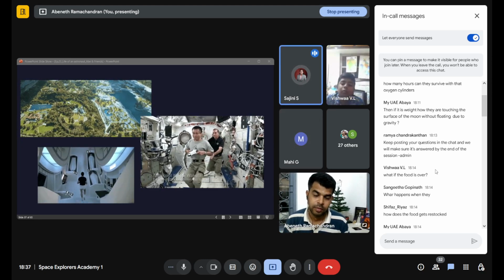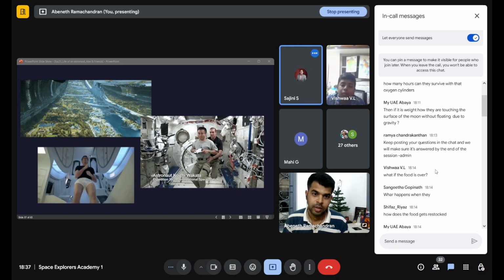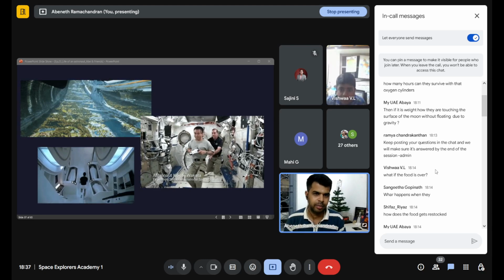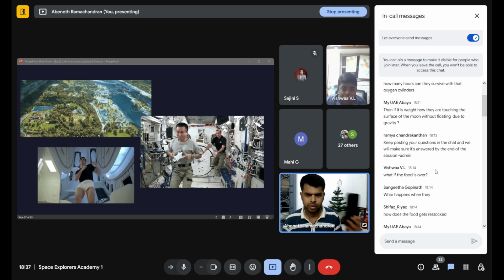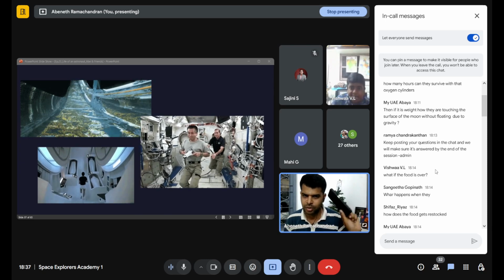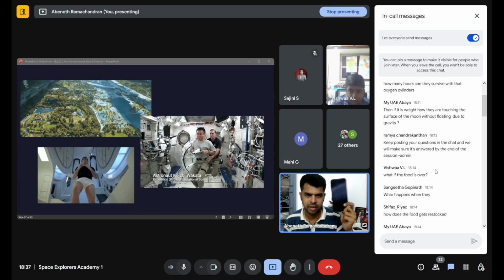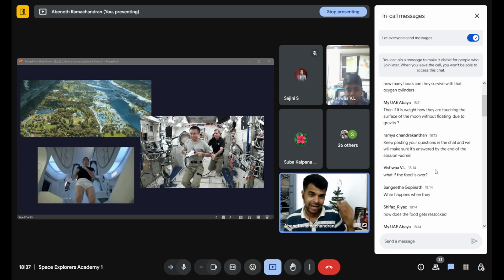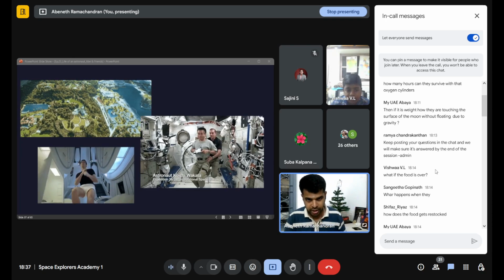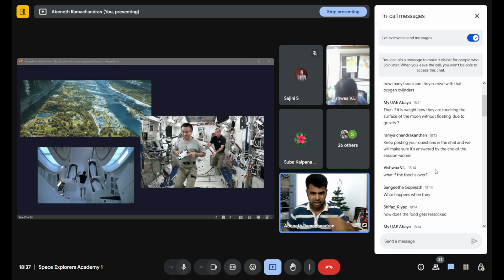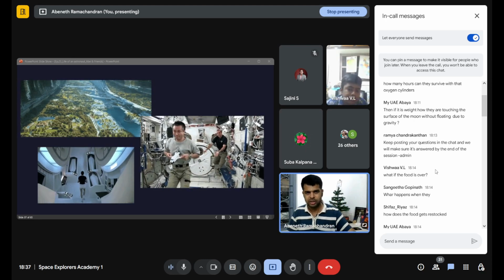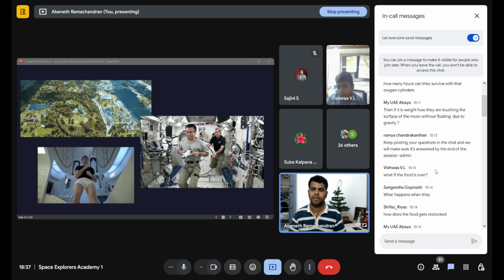Sir, how do they communicate with their family? There is a special band of telecommunication systems. Today you have 4G, 5G phones, right? Similar to that, they have separate channels called S band and X band. It's a telecommunication system which they use. It's like a normal phone only. Similar to that, they have to have a separate SIM card for space.